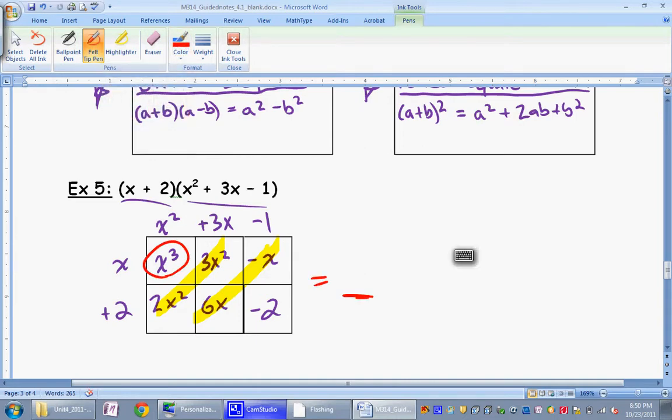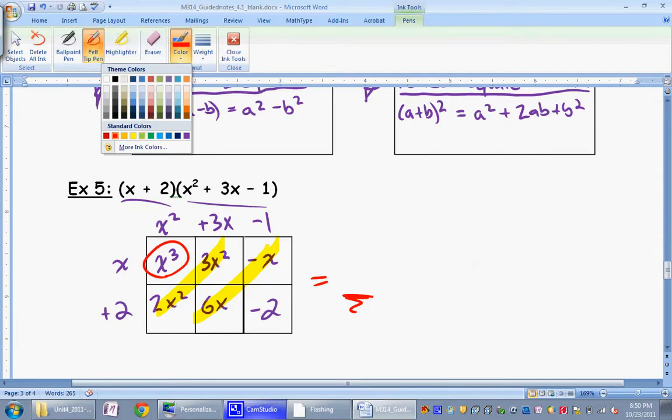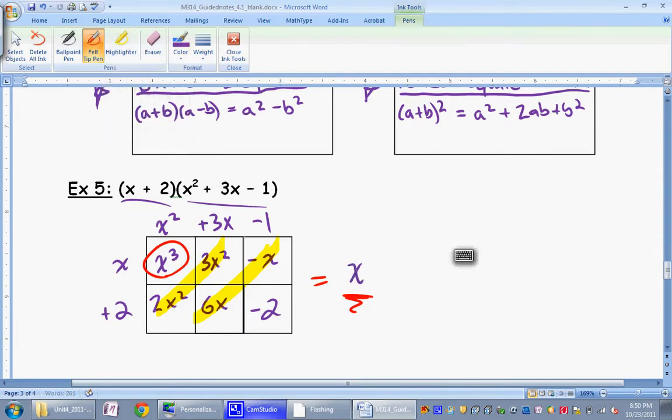And then 2x squared plus 3x squared down this diagonal is 5x squared. You're adding these like terms. If you have 2x squareds and then you get 3 more x squareds, total you have 5x squareds. And then continuing down the next diagonal, 6x minus x. Well, if you have 6 x's and you take away an x, you've got 5 x's. And then finally, minus 2. So there's our answer: x cubed plus 5x squared plus 5x minus 2.